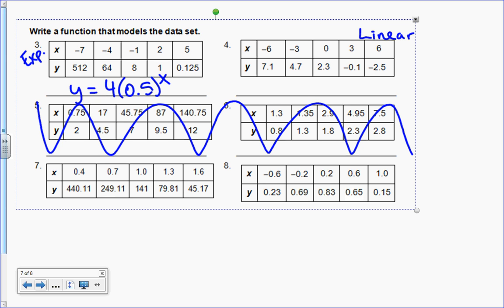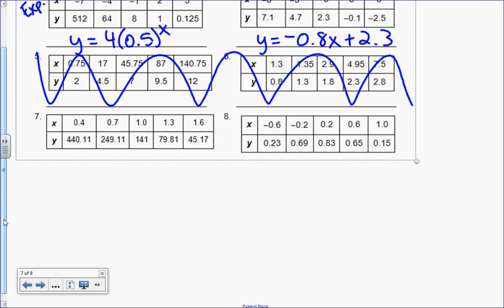So again, I go stat, enter, and I'm going to punch my data in. You got negative 6, negative 3, 0, 3, 6. Then you got 7.1, 4.7, 2.3, negative 0.1, negative 2.5. Stat over to calc, and this is linear regression, so I'm going to choose number 4, go down to calculate, hit enter, and my equation is negative 0.8x, because that's A, plus 2.3. Again, my r squared value is 1, so that data fits very well.